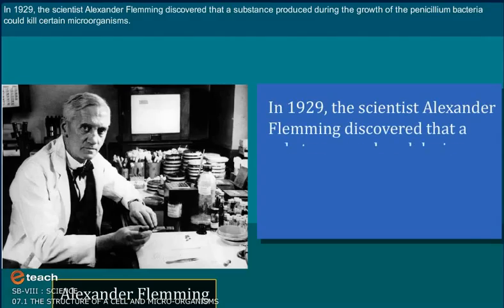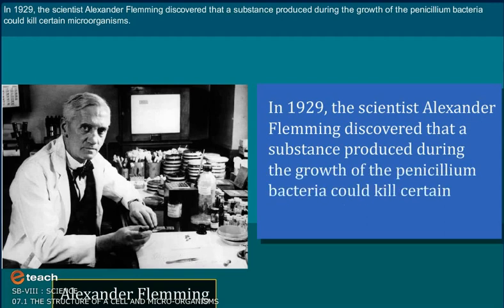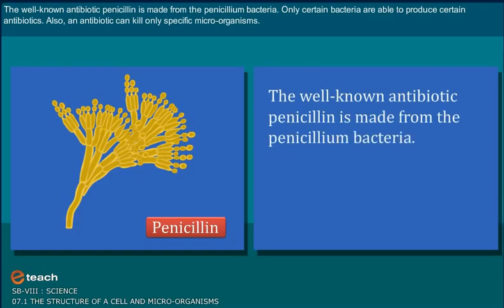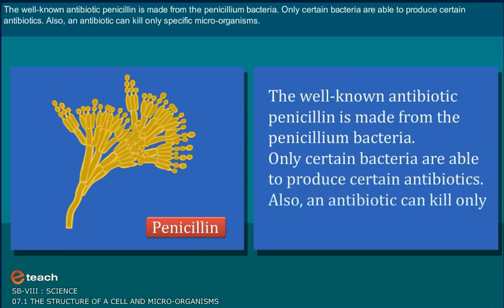In 1929, the scientist Alexander Fleming discovered that a substance produced during the growth of the penicillium fungus could kill certain microorganisms. The well-known antibiotic penicillin is made from the penicillium. Only certain microorganisms are able to produce certain antibiotics. Also, an antibiotic can kill only specific microorganisms.